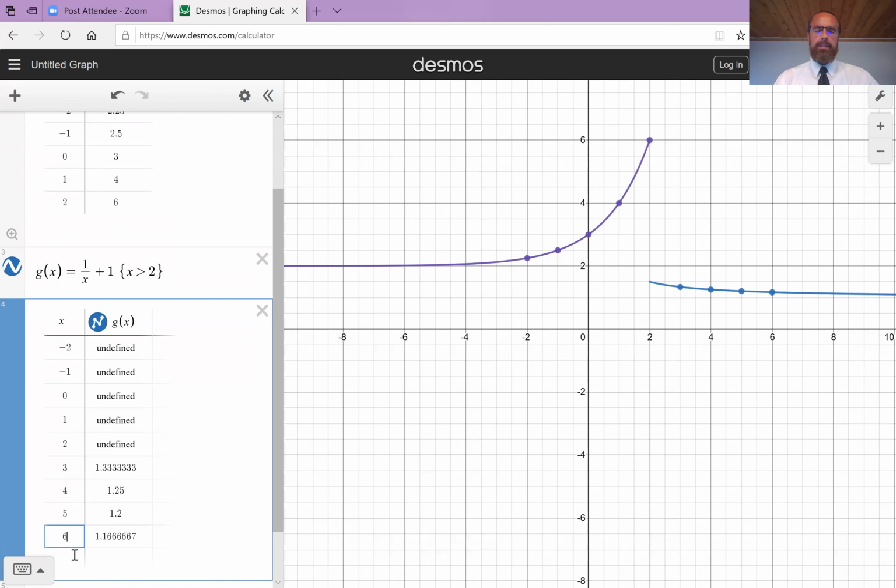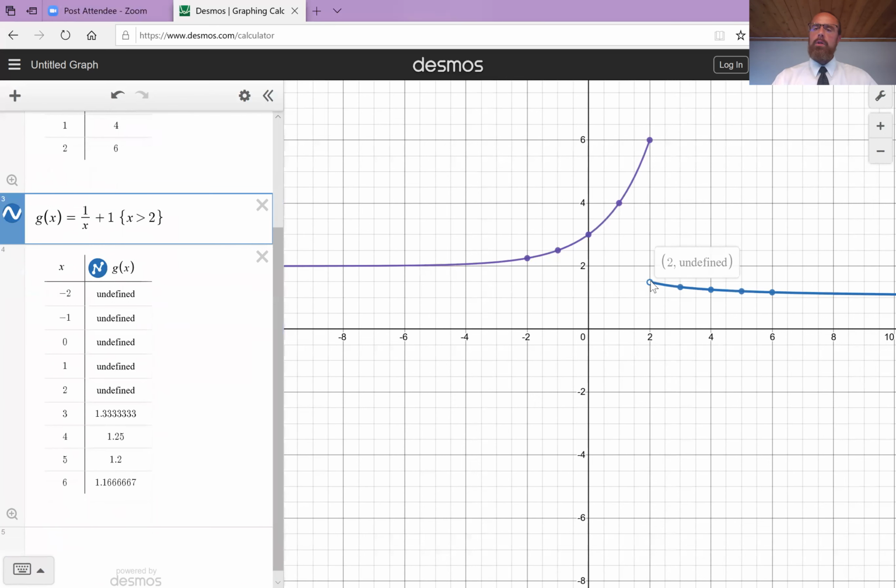We can see that at 2, the function's not defined. Now here's one of these pieces that the calculator has a hard time representing, the discontinuity. It looks like it's actually existing at 2, but when I click on the graph, it tells me that at 2 it's undefined, because for that right piece, it only comes into effect when I'm greater than 2. So if I bump to the right just slightly, all of a sudden I have values.